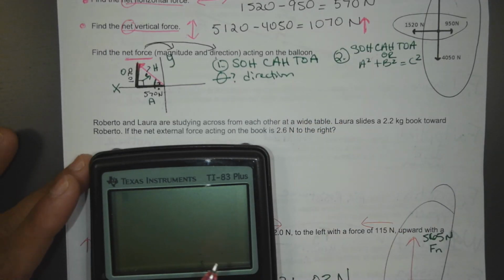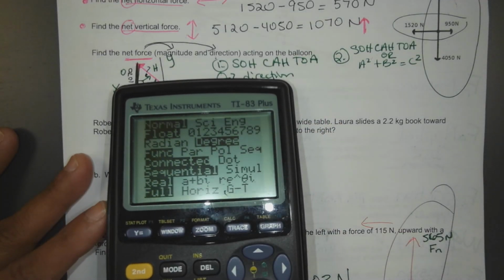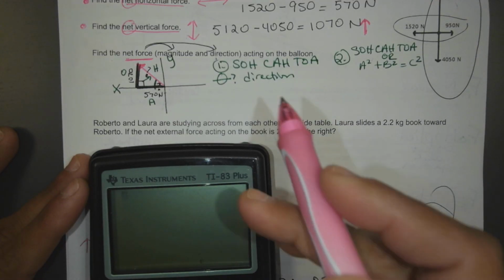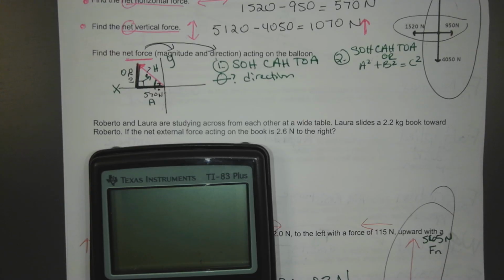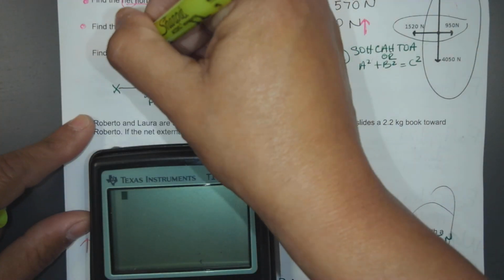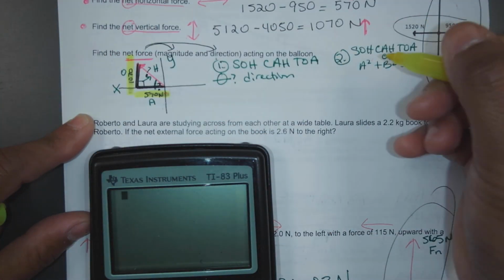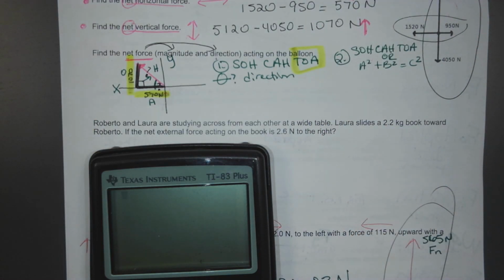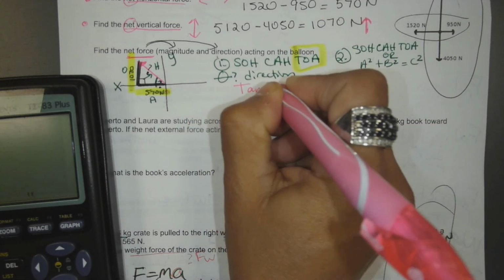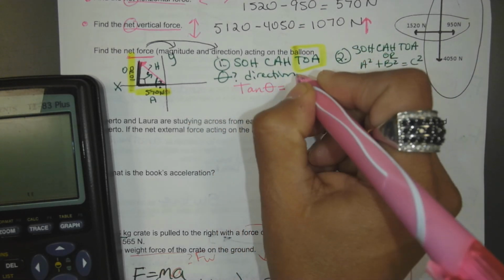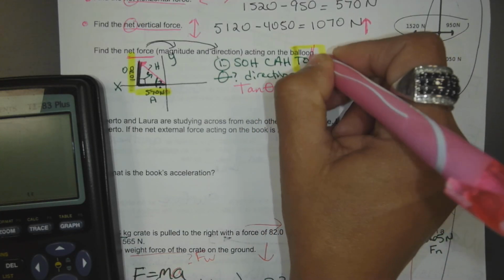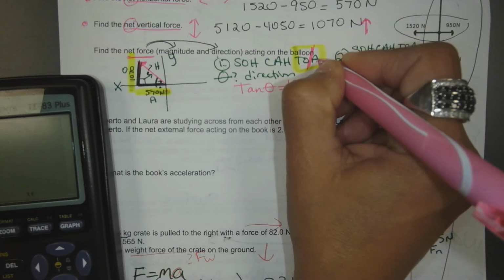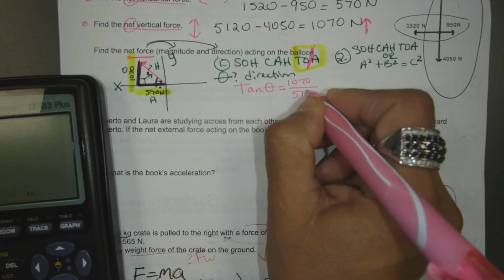We need to make sure that we are in the correct mode, and I'm in degrees, so I'm going to clear that out. Well, I have the A and the O, so I'm going to highlight those. Then A and O is the TOA. So I'm going to use the tan of the theta equals the opposite leg, which is 1070, divided by the A, which is 570.